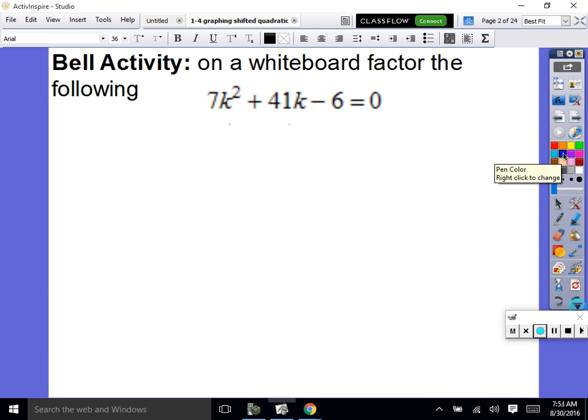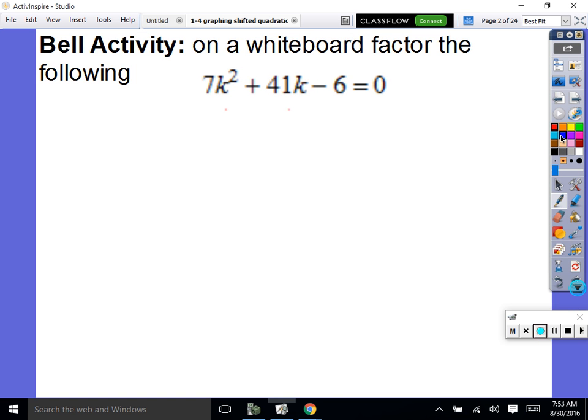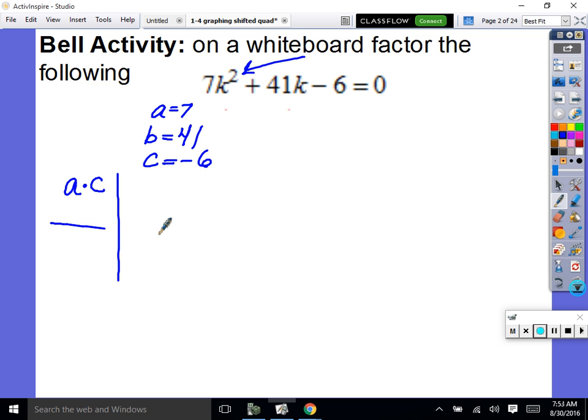Okay, so we factor it. So the first thing we say is, what are we doing? What kind of factoring? So we first see, this is a quadratic, correct? Degree 2, right? It's in standard form. So we always say, okay, my A value is 7, my B value is 41, right? My C value is -6. So this is how we factor quadratics. We say what multiplies to be A times C and adds up to be B. So A times C is -42, right? Well, multiplies to be -42 and adds up to be +41.